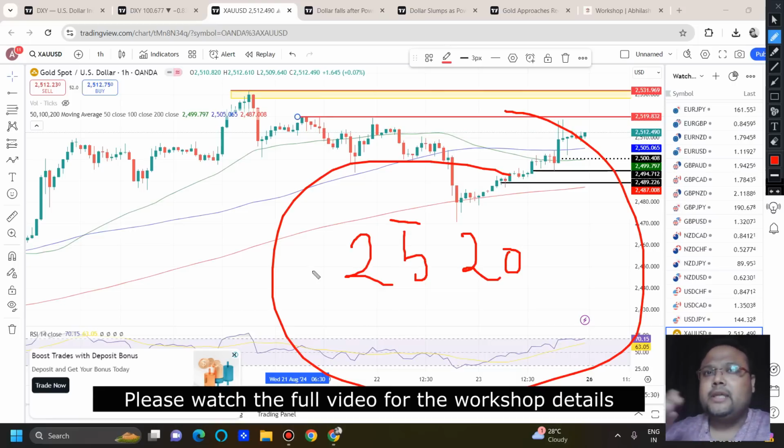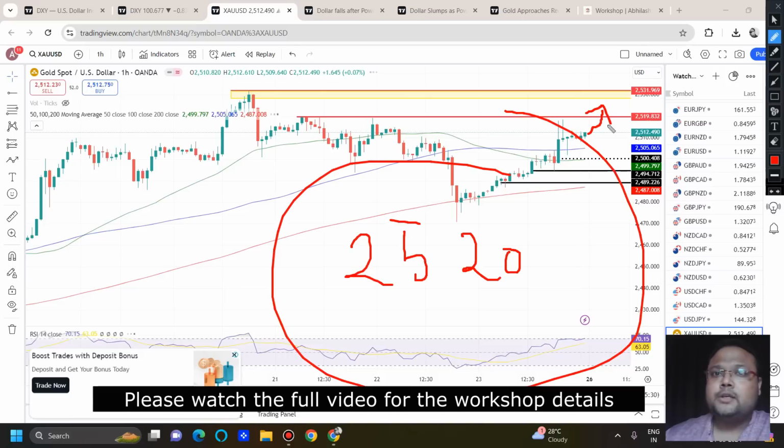But during the US session, usually we see that the market is accompanied by volume. If you see that by the US session gold is bullish, gold is going up again, in that case we can look for a buy above 2520. So the 2520 breakout buy is good, but with volume only. For that, it's better and safer for us to wait till the US session.